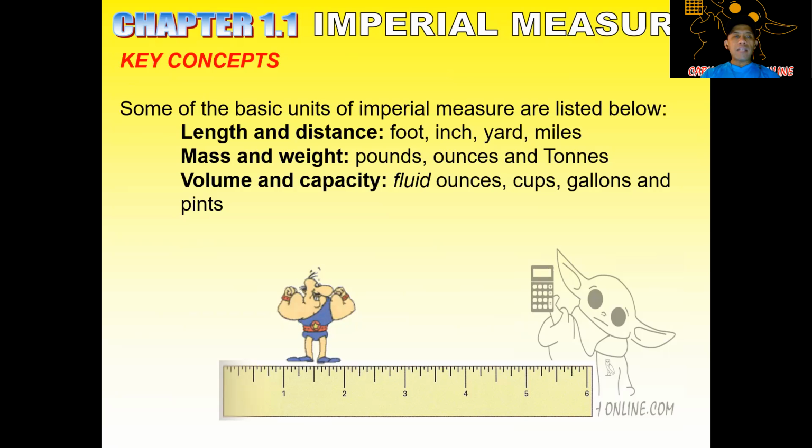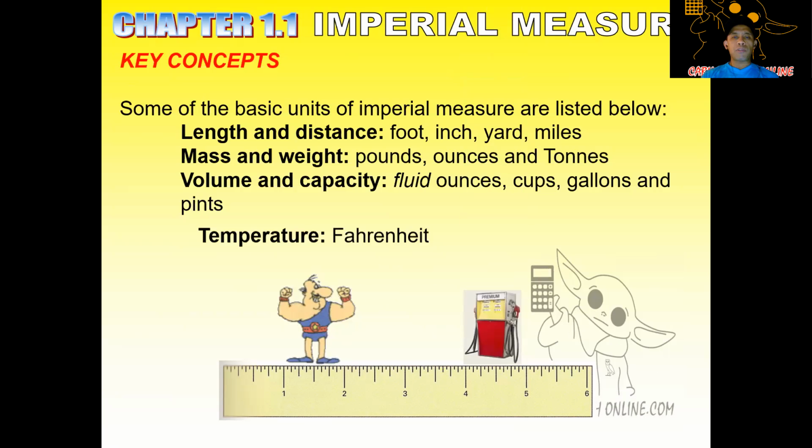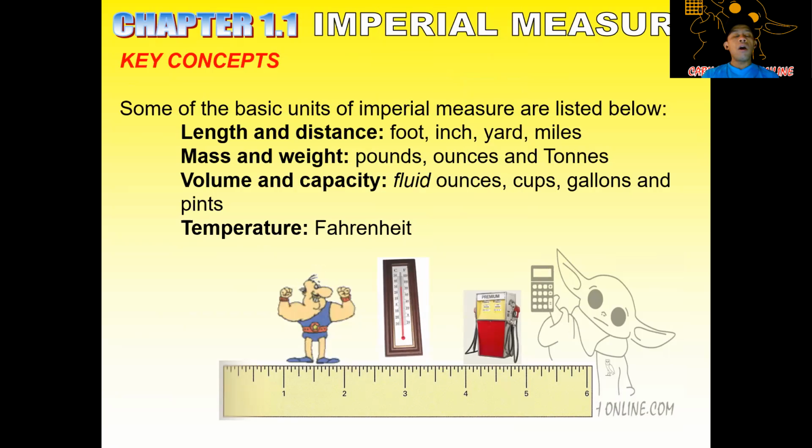Last but not least is temperature. In the States, they do measure temperature in degrees, but it's in a different unit called Fahrenheit, whereas in Canada, we use Celsius. In the next lesson, we'll look at how we can go from imperial to metric and metric to imperial. But today we're going to focus on the imperial.